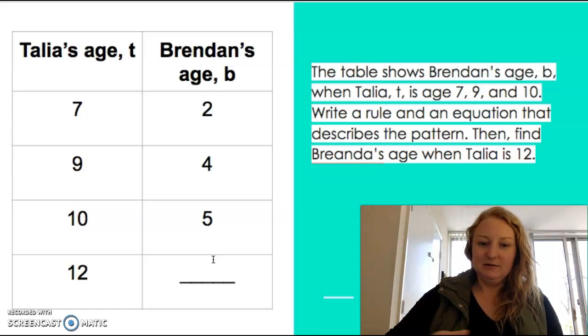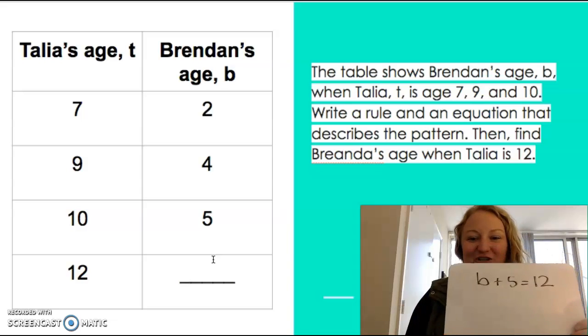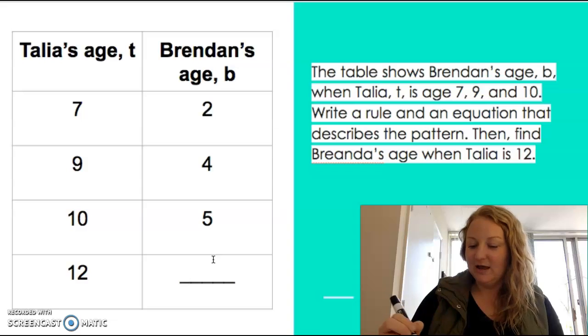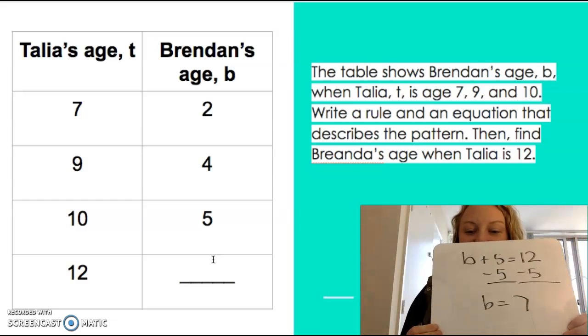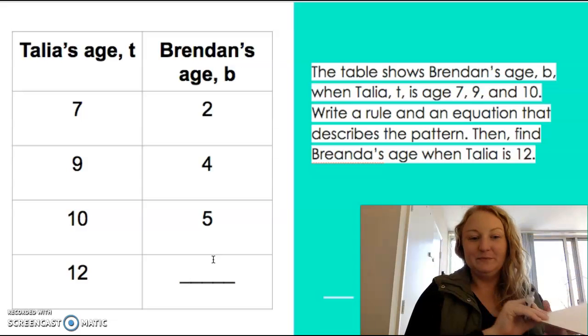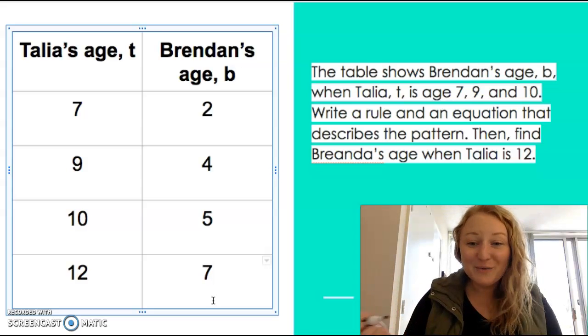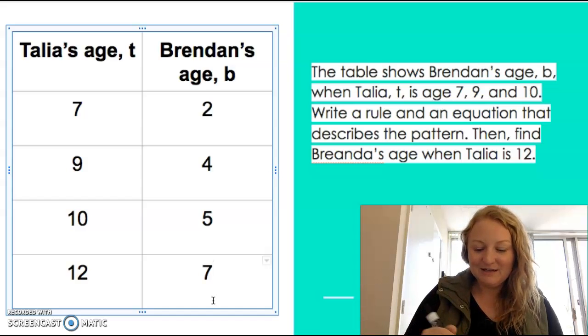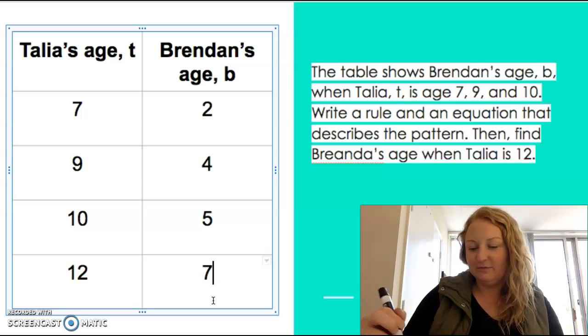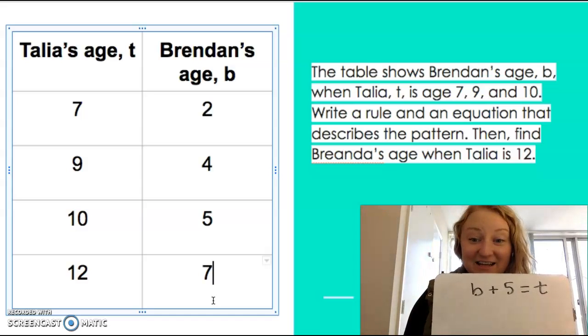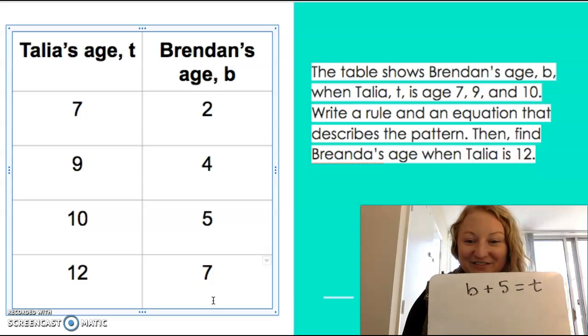Really, it should be Brendan's age plus 5 equals 12, which is Talia's age. So again, I can do a one-step equation here to figure out B, Brendan's age. Okay. And I should get Brendan's age as 7. Plugged 7 in here for Brendan's age. So now I know that no matter how old they get, Brendan's age plus 5 will give me Talia's age. So when Brendan is 50, Talia will be 55.